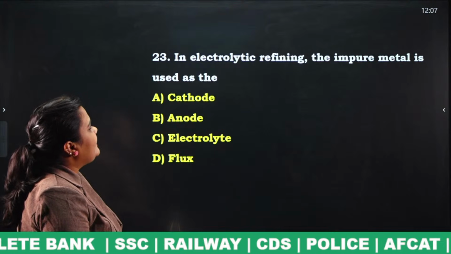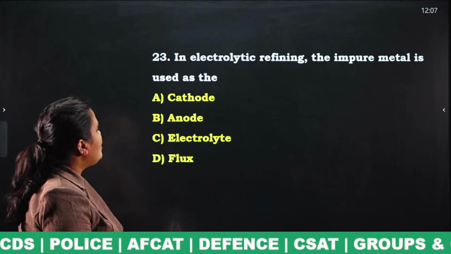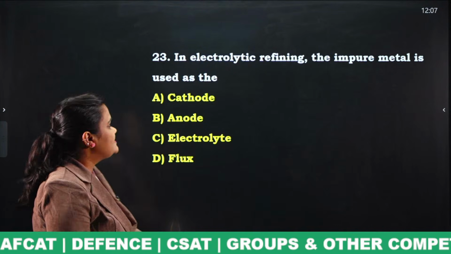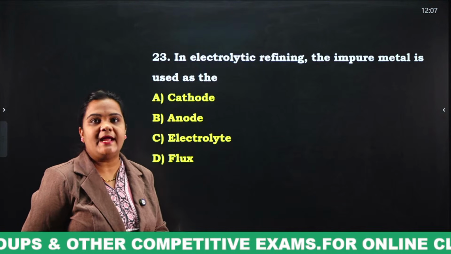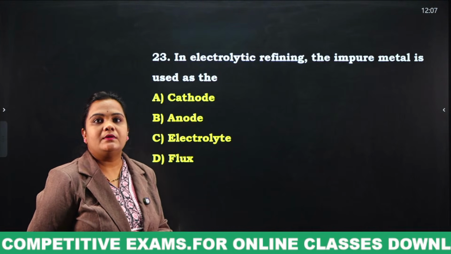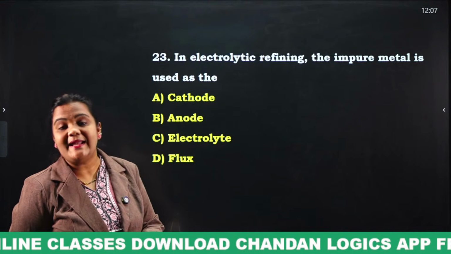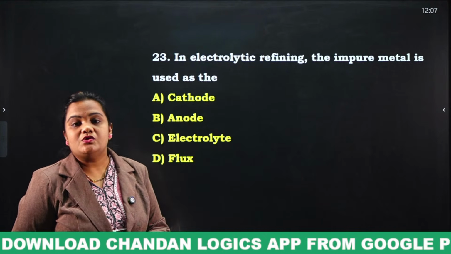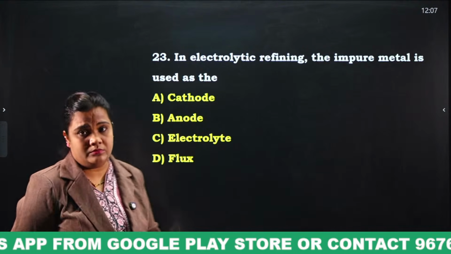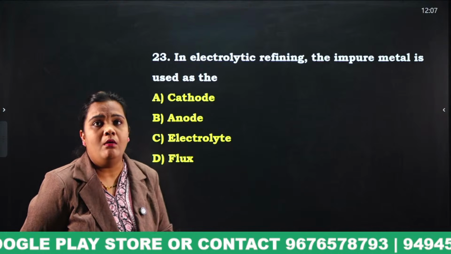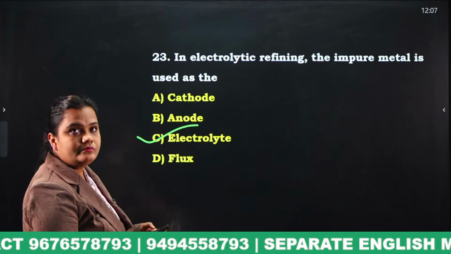In electrolytic refining, the impure metal is used as the cathode, anode, electrolyte, flux. The impure metal is used as, yeah, tell me students. In the electrolysis process, cathode will be there and the anode will be there. So the impure metals are coated at the anode. Very good. Next.